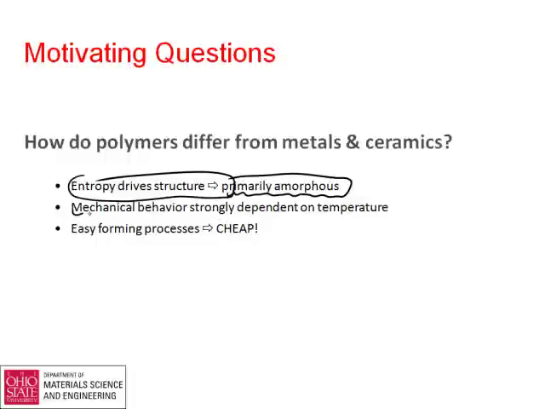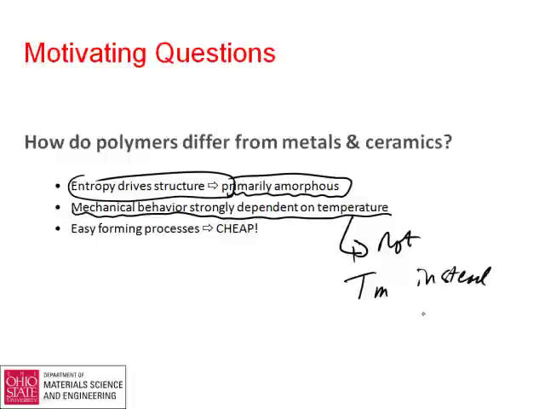Secondly, the mechanical properties are strongly dependent on temperature, and polymers don't really melt, so we're not really going to worry about a melting temperature. So not TM. Instead, we're going to be worried about TG, which is the glass transition temperature.